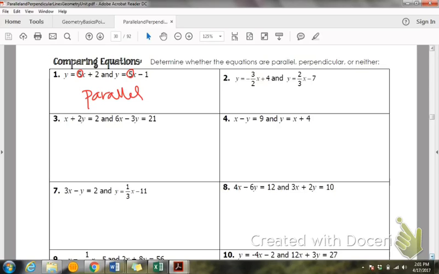What about number 2? They're both already in y equals mx plus b. So I have negative 3 over 2, and I have 2 over 3, right? What do we know about these two types of lines? Good, they're opposite reciprocals, so we know that these two lines are perpendicular. Okay, but what about number 3? What do we have to do first in number 3? On number 3, you have to make both of them into y equals mx plus b, right? Okay, so let's do that. That's why we practice them on the other side. We're almost done.